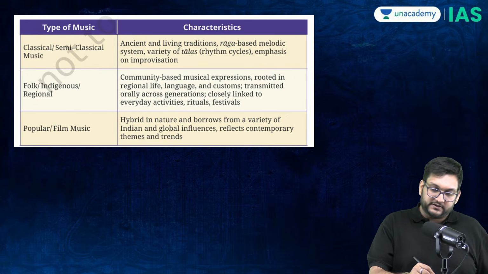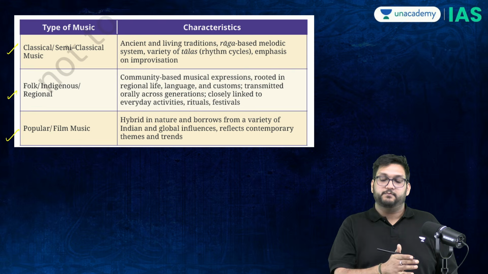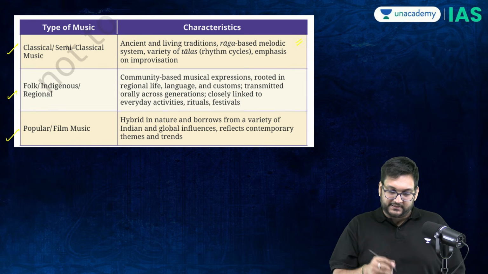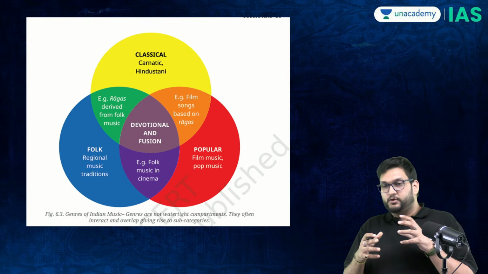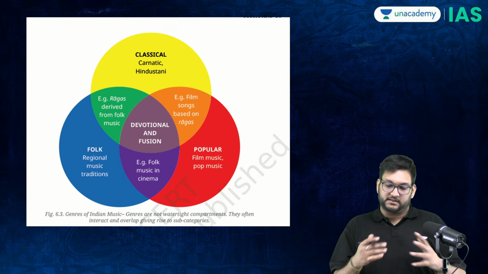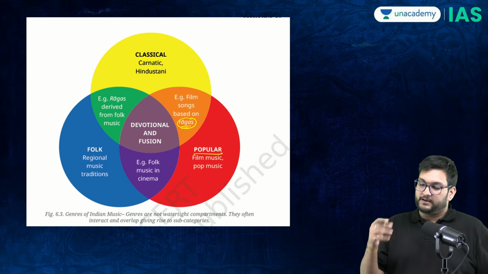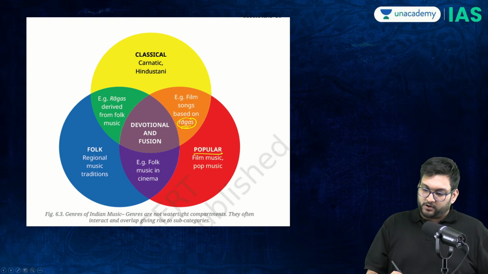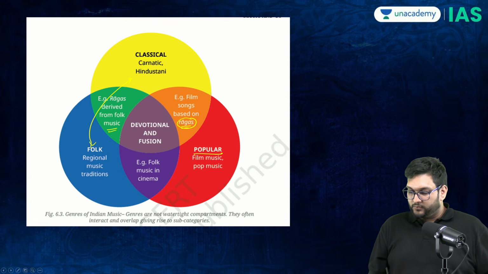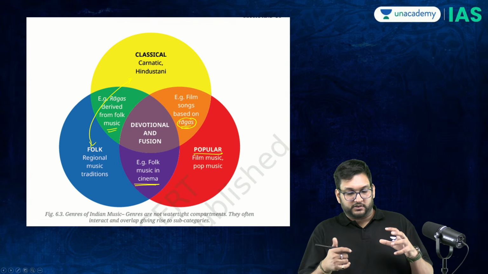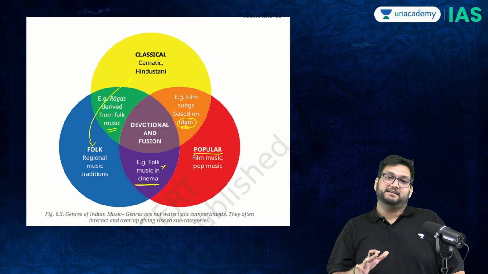Thereafter, it gives the difference of classical, folk, and popular music, how rags, tals, melodies are very important. Community based understanding is there, and filmy music is nothing but hybrid. And then it gives you an example of how these three interact with each other. For example, we have popular song with classical, where we have film songs based on ragas. We have folk mixing with classical, where we have folk songs based on ragas. We have devotional along with the aspect of popular with folk, which is again music in cinema. This is a very interesting concept.